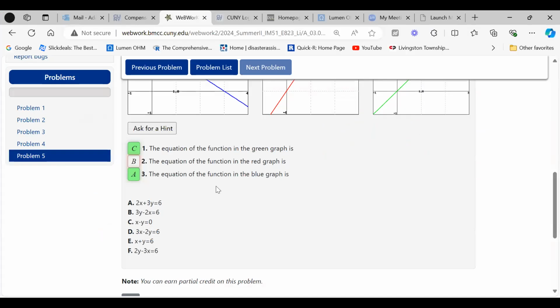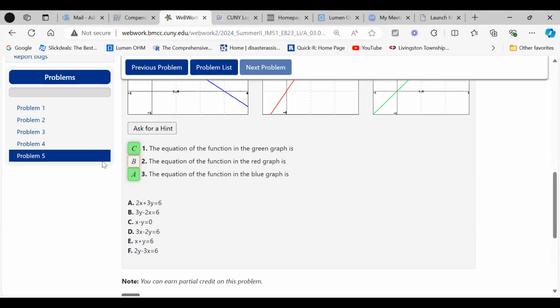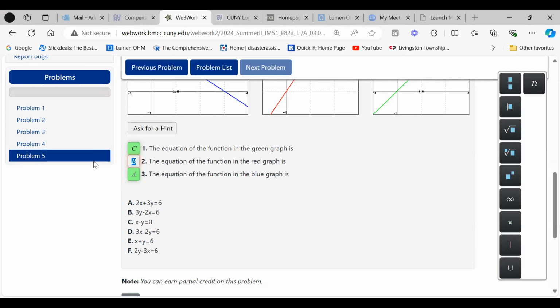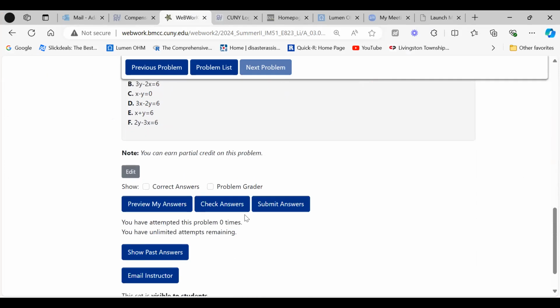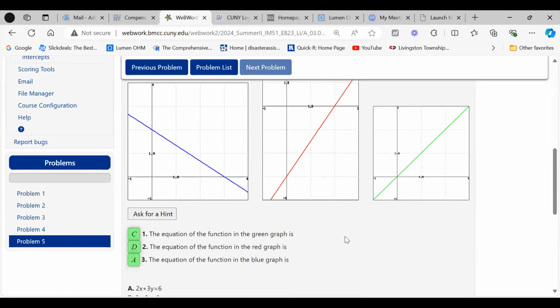So maybe the code, I'm gonna double check the code. Yeah, this is the only thing that matches. No, actually, yeah, it's 3x minus 2y, right? 3x minus 2y. So I overlooked. It's D actually. 3x minus 2y is D. Yes, it's good, right? All correct answers. No coding errors. So it's all good. Any question about this?